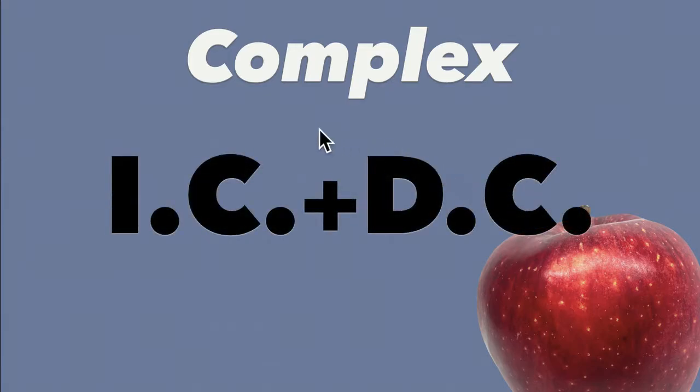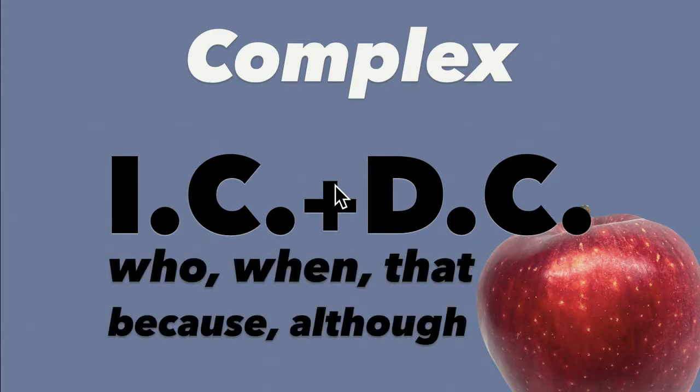Complex sentences are a little more difficult, but not much. A complex sentence has one independent clause and one dependent clause, connected somehow with words like who, when, that, because, although, and there are several other words. These types of words are called subordinating conjunctions. When you see one of these, you should be able to identify that there is a dependent clause.